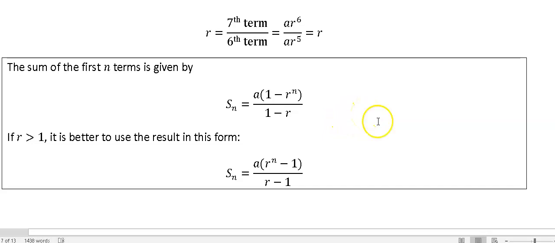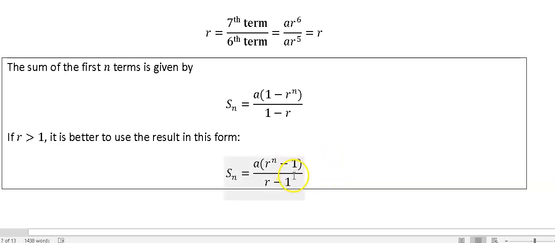So this tells you the sum of the first n terms is equal to, you've got a numerator and denominator here, so on your numerator you have a times 1 minus r to the power of n, all divided by 1 minus r. This formula is just another way of writing exactly the same formula, but it's sometimes a wee bit easier to use. So if r is greater than 1, it's easier to use the formula in this form. It doesn't really make a big difference, but maybe slightly easier.